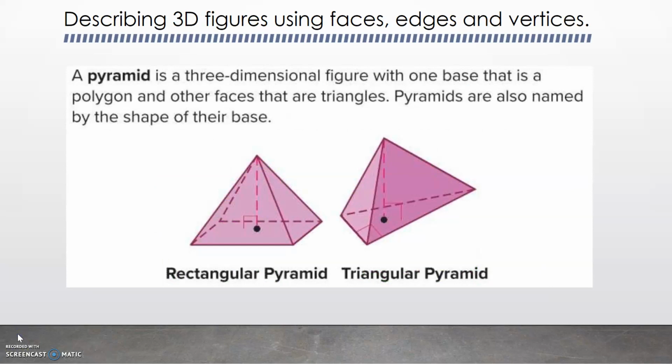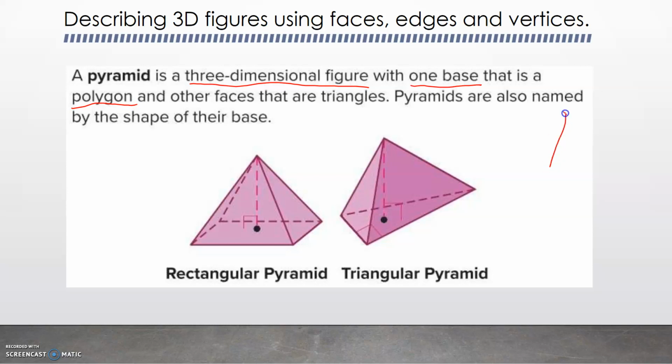Here, there are other examples of three-dimensional figures, which are the pyramids. We all know about pyramids, like the pyramids in Egypt and other countries. So what's the special thing about a pyramid? A pyramid is obviously a three-dimensional figure. But what's special about it? It has one base. And that base is a polygon. And again, a polygon is any shape with straight sides and closed sides. And the other faces are all triangles.